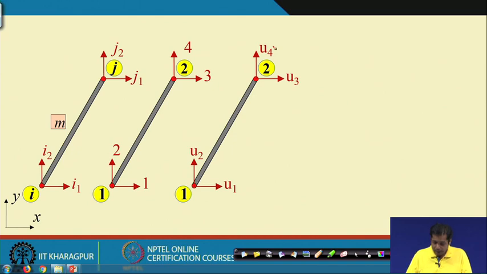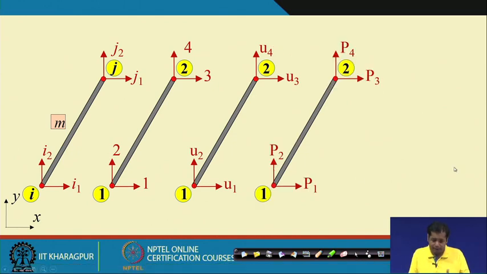and then the forces at the members, forces in two different directions, say P1, P2, P3 and P4. So whenever we say P4, it automatically means P4 is the force in the vertical direction at joint 2. Now, this is your displacement U1, U2, U3, U4 and the associated forces are P1, P2, P3, P4.